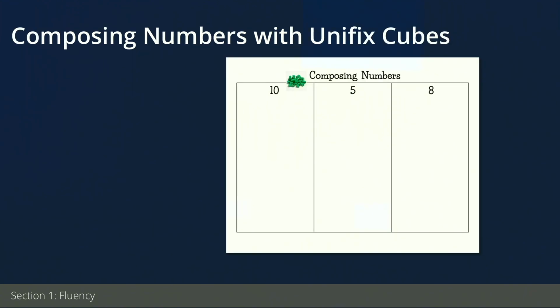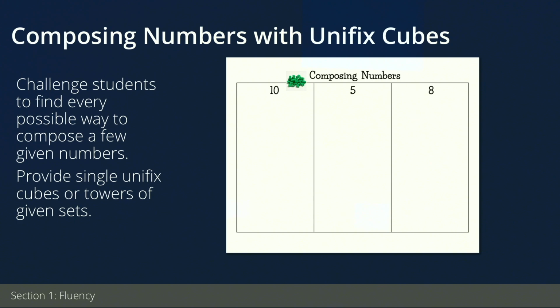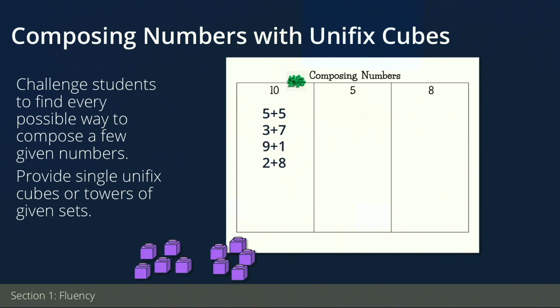Another activity that students might want to do to practice their fluency is to compose numbers. In this activity, they could use the unifix cubes. Maybe I've got a set of cubes and I think about, well, what are all the ways that I can make 10? So I could show those with my cubes and then also write them down. I could also provide those single unifix cubes, or we could give students a tower and then they have to take that tower apart to start to think about what are the ways that they can compose 10. This is almost a blend of decomposing at this point, so you might want to use this activity for both composing and decomposing numbers.